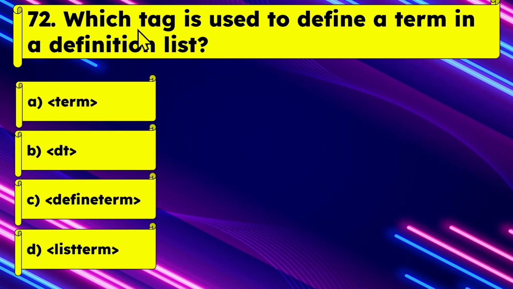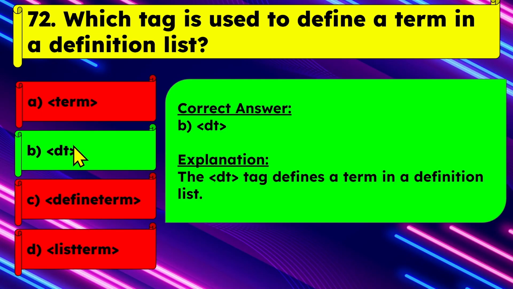Next question is, which tag is used to define a term in a definition list? So in order to define a term in a definition list, which tag we have to use? Our first option is term, B says DT tag, C says define term tag, or D says list term tag. Here the correct answer is option B. As you can see, the DT tag defines a term in a definition list.